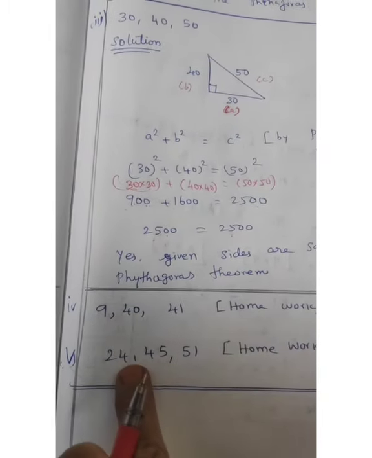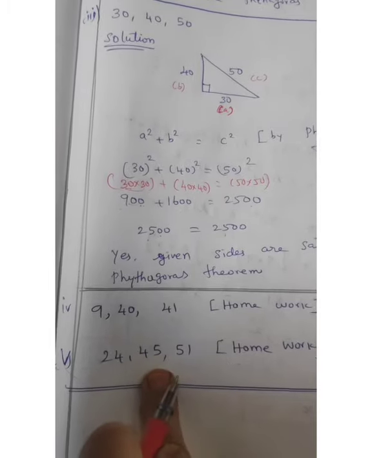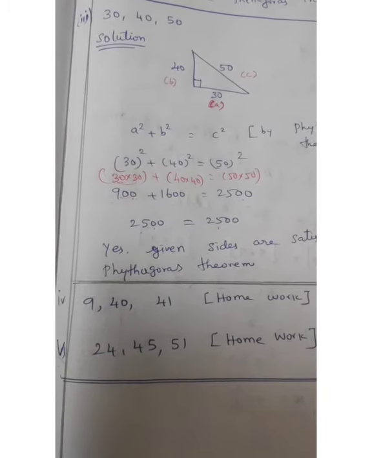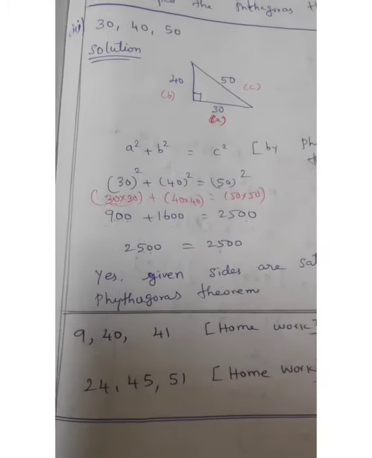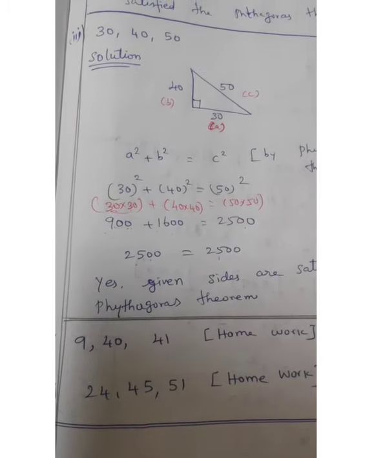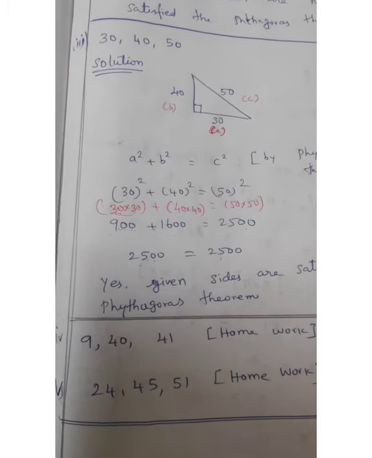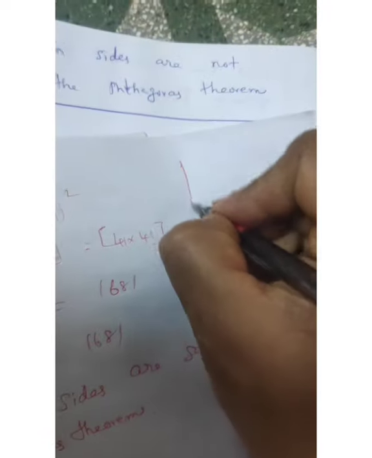The fourth and fifth sums I am not teaching now. These two sums are homework. First question: 9, 40, 41. So draw a right angle triangle.